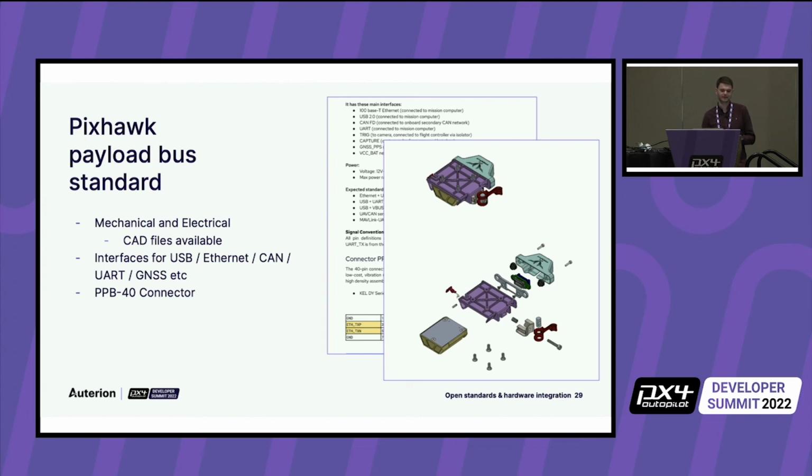You can get a CAD file of this, and you can get the whole definition of all the pins for the connector. It provides interfaces for USB, Ethernet, CAN, UART, and so on. So you can build a payload that uses Ethernet and communicates over Ethernet with the rest of the drone, and build it such that it's compatible with any drone that offers a payload bay compliant with the standard.